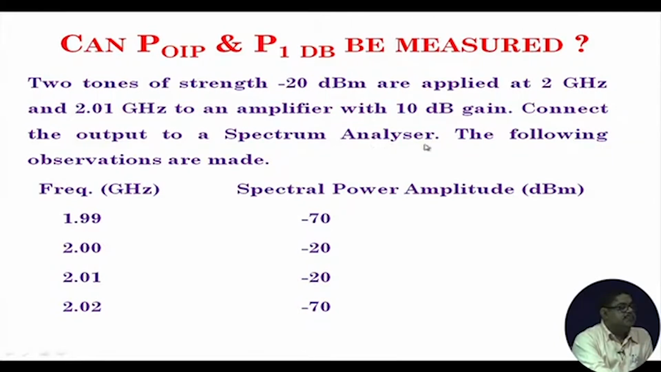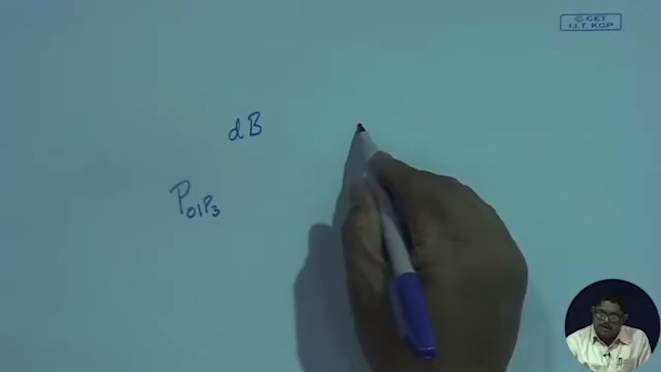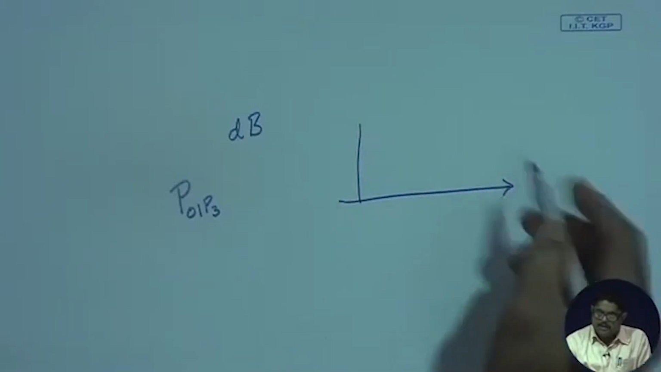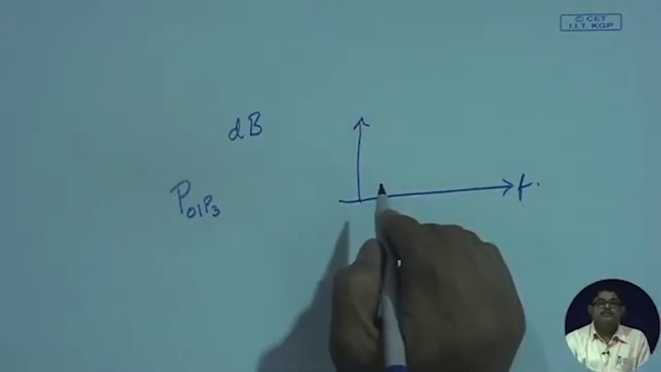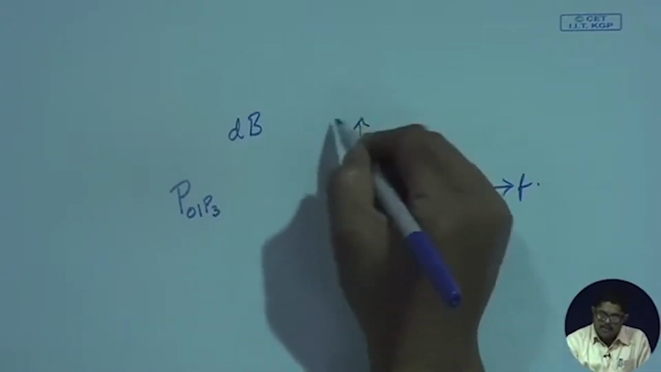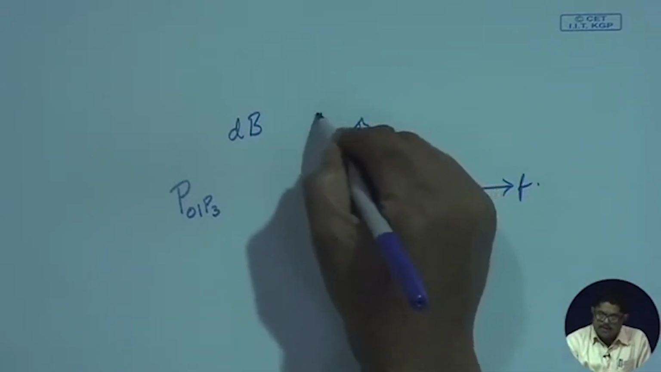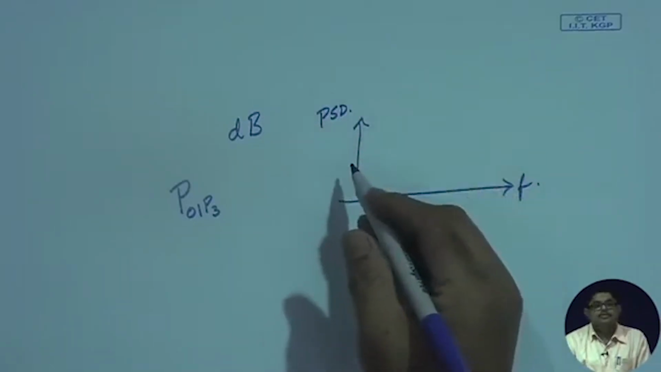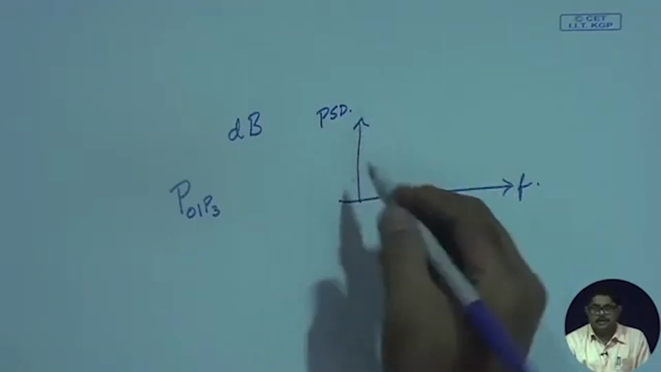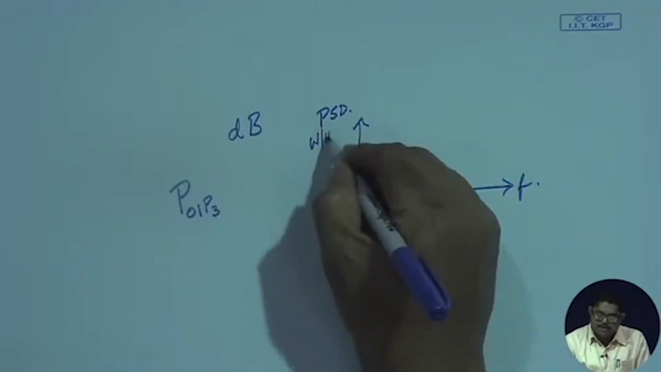Now, connect the output to a spectrum analyzer and make this observation. We have already covered the spectrum analyzer in detail in one of the earlier NPTEL lectures. So, we have frequency here, and we have the power spectral density here, which you can have in watts per hertz.